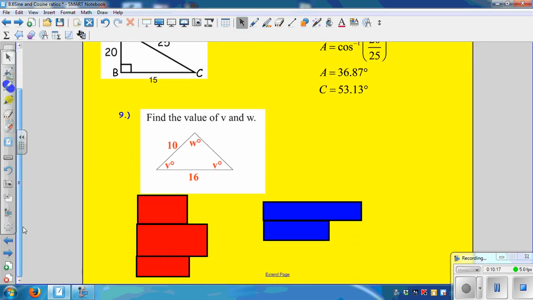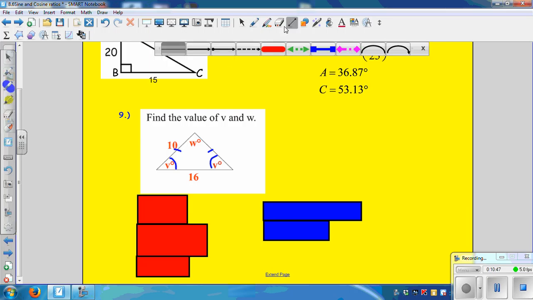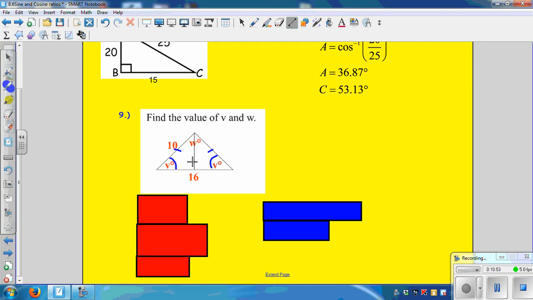Number 9 is a bit more challenging problem. But if you look at this, you don't see any right angles. So we're not able to use trig as it is currently. However, this triangle is unique. You'll notice that the two base angles are V degrees, which means they are congruent. So what that tells me is that this triangle is isosceles. And in an isosceles triangle, just like an equilateral, you can draw in an altitude from the vertex that bisects the base and is perpendicular to the base.